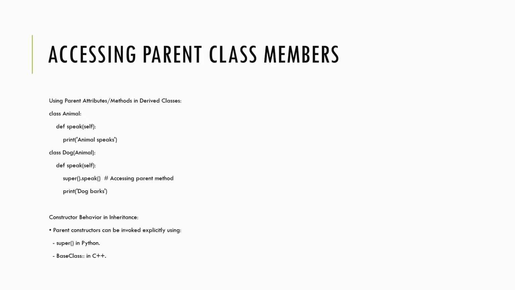Inheritance also allows accessing parent class members. For example, in the example, dog is inherited from animal, and we are using the speak method from animal using the super keyword. Using super, the derived class can invoke methods or constructors from the base class. Similarly, in C++, the base class syntax is used for explicit calls to base class methods.